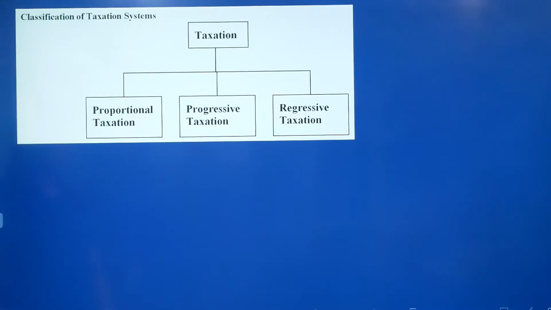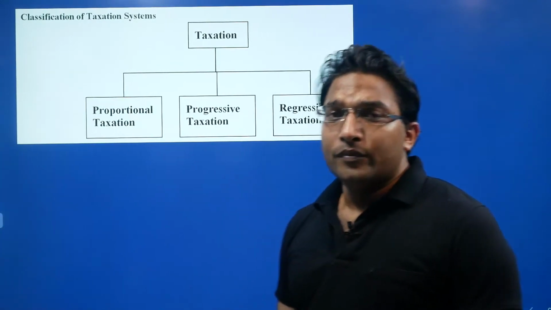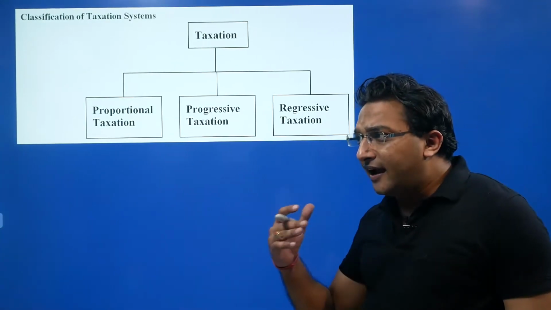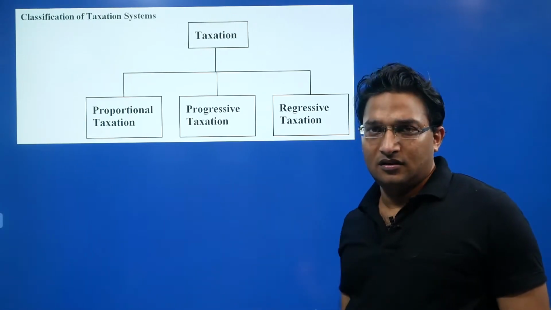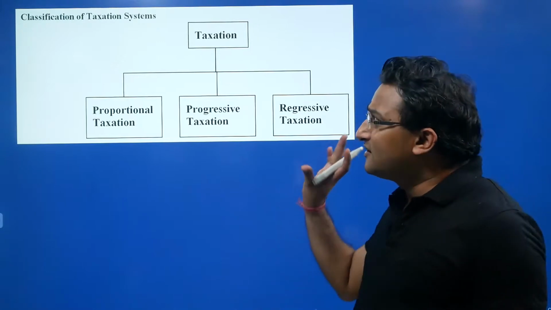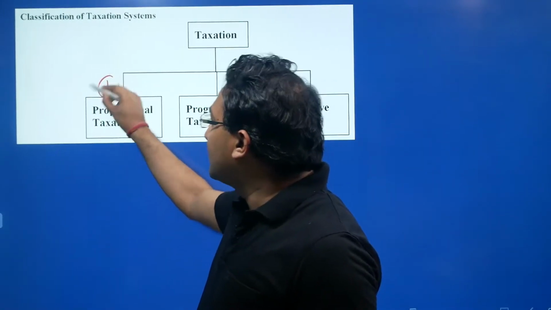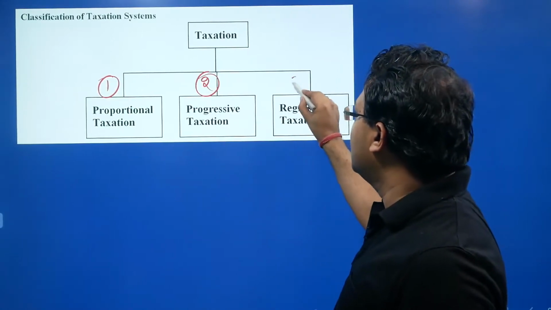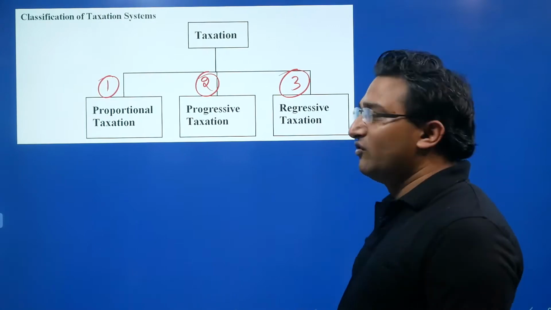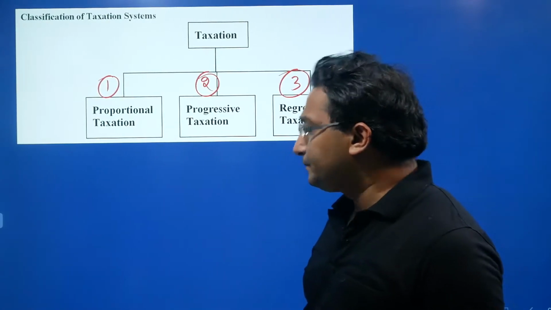Now coming to the classification of taxation system. So how do we decide how much the tax rate will be? That is decided by different methods. The first method is proportional taxation, the second is progressive taxation, and the third is regressive taxation. Let us understand each one of them.